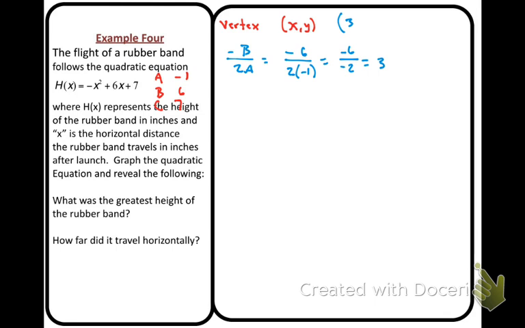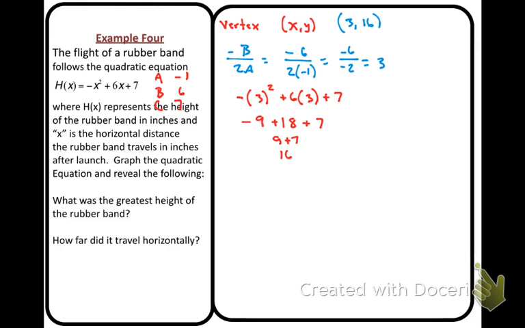Now remember, to find the y value, we got to plug it back in. So we have negative times 3 squared plus 6 times 3 plus 7. So we do 3 squared first. 3 squared is 9 times that negative 1 on the outside. That's negative 9. Plus 6 times 3 is 18 plus 7. So negative 9 plus 18 gives us positive 9 plus 7. That's 16. So at 3, 16, that's our vertex.